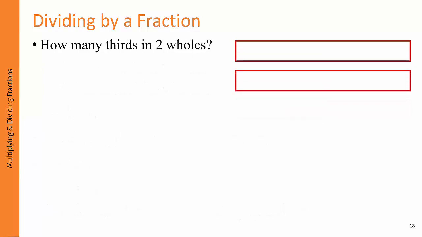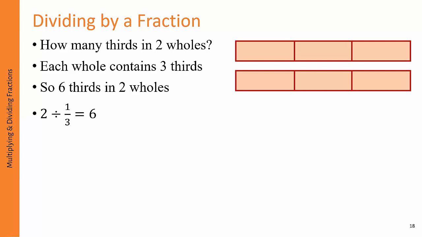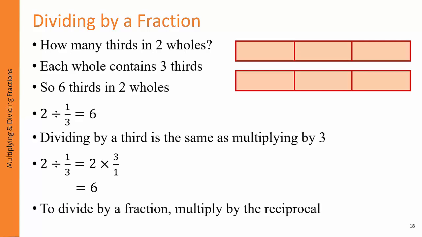Let's look at another example. How many thirds are there in 2 wholes? Dividing into thirds, there we can see that in each whole there are 3 thirds. So therefore there are 6 thirds in 2 wholes. That is, 2 divided by a third is 6, which is really the same as 2 multiplied by 3, which of course is 6. So again, we can see that to divide by that fraction 1/3, we really multiply by the reciprocal of that fraction, that is 3/1.